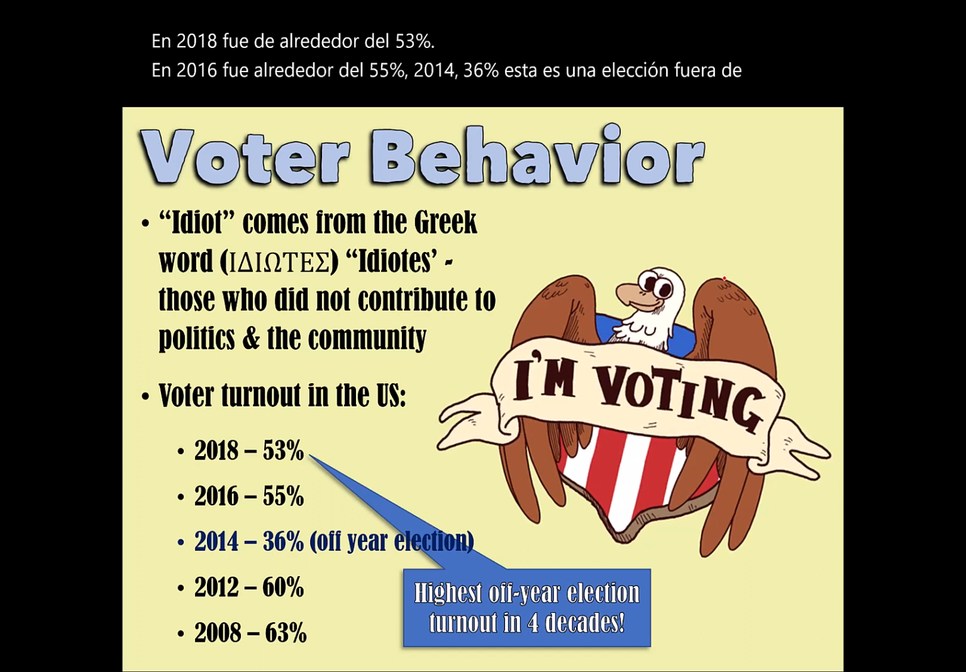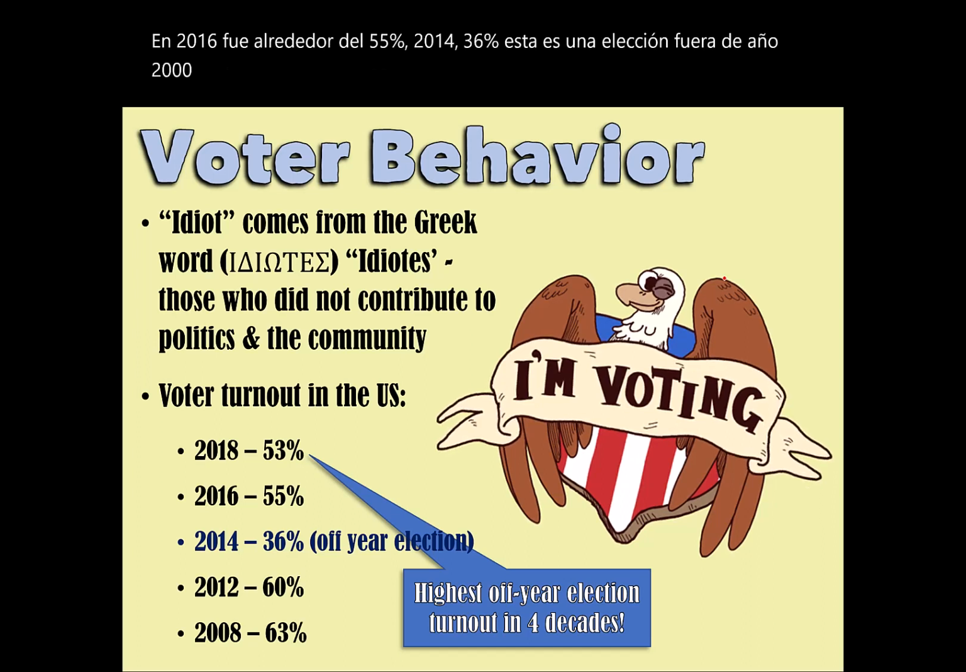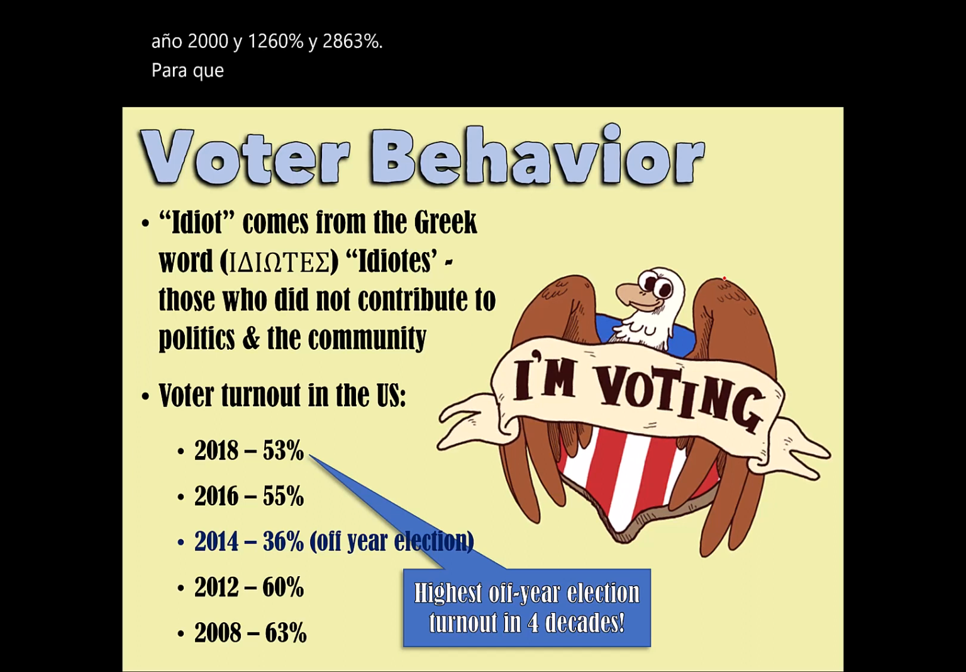2012, 60%. And 2008, 63%. So you can see 2018 was the highest off-year election turnout in 4 decades. So 40 years, we haven't seen that many people vote.